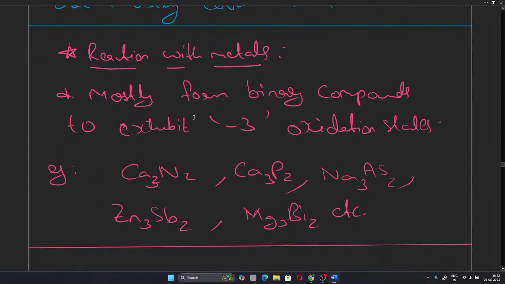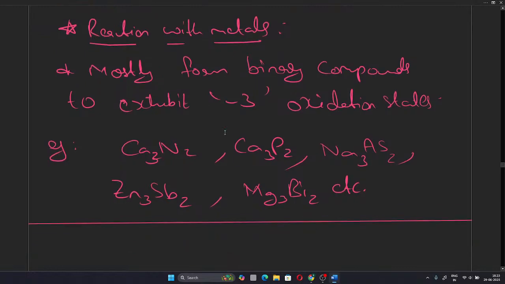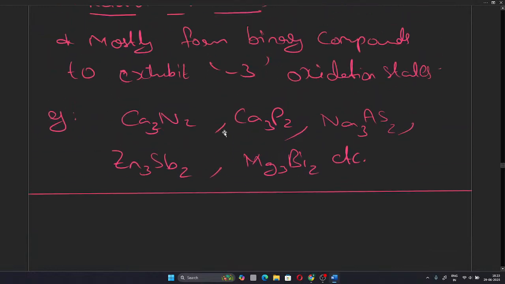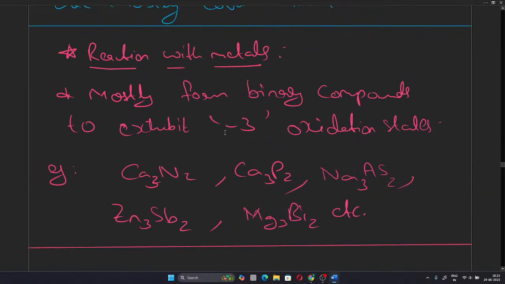Reaction with metals mostly forms binary compounds that exhibit the -3 oxidation state. Examples: Ca3N2, Ca3P2, etc.